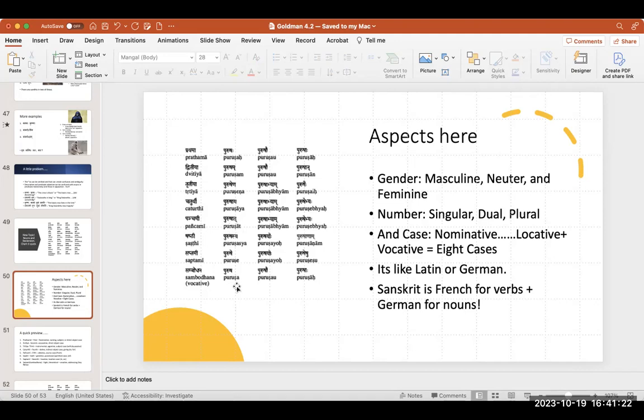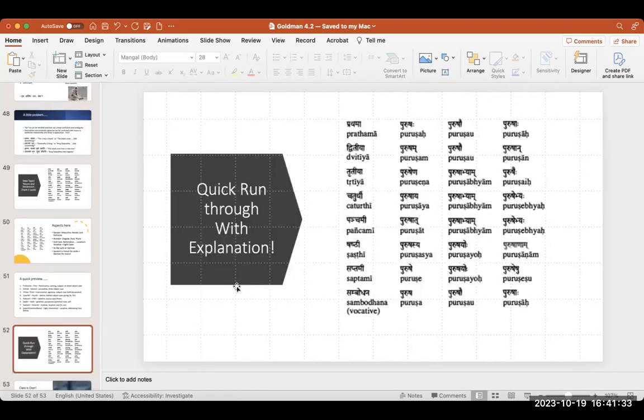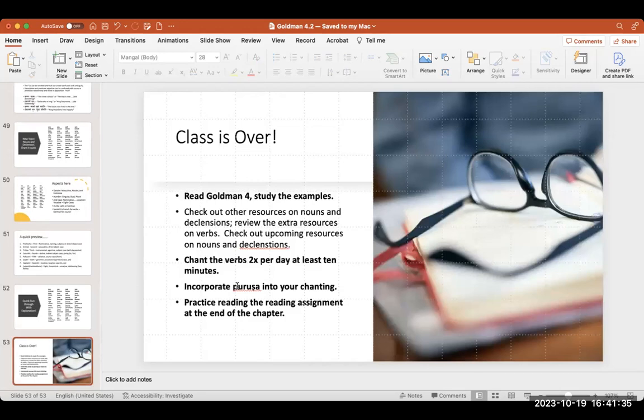If you've heard some of these terms before, you might have studied German or Latin. I like to say that Sanskrit is French for verbs and German for nouns, and that makes it an absolute nightmare. So we are going to work on this next time.